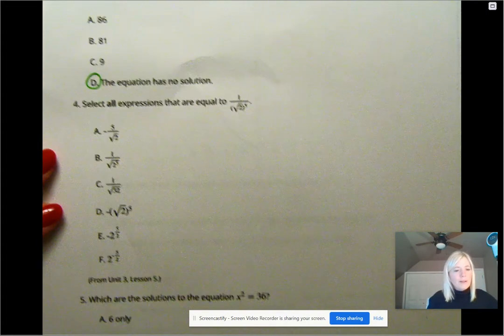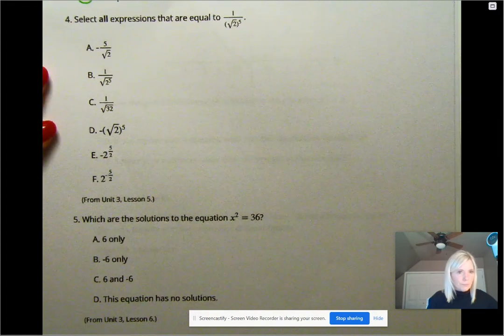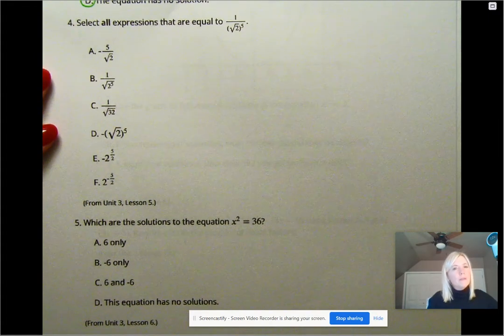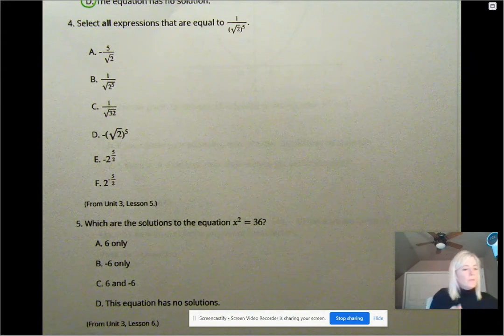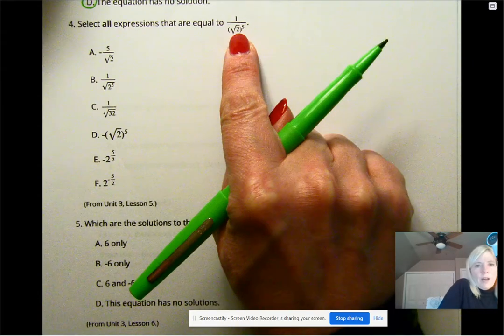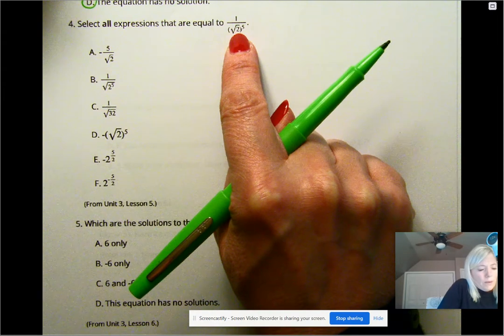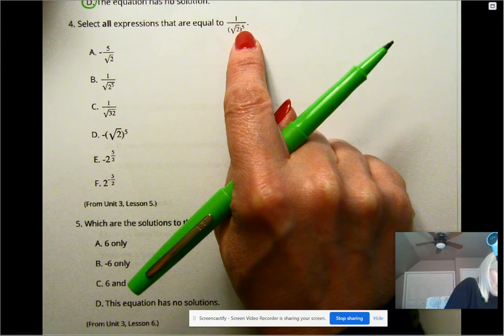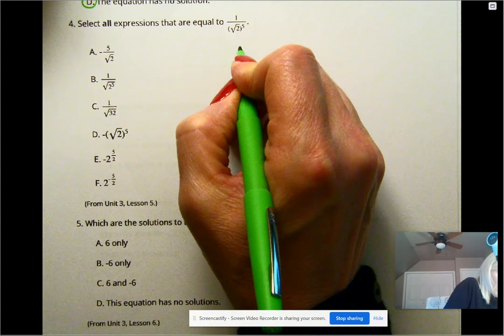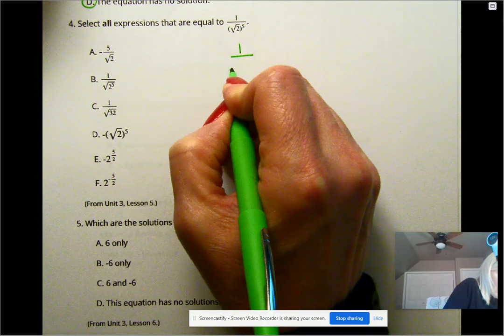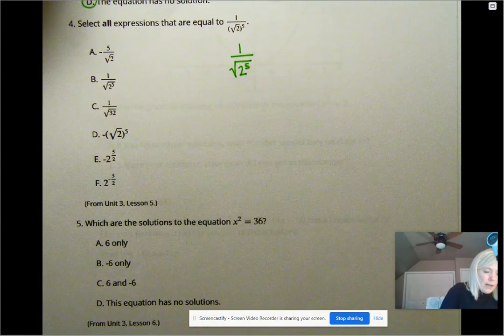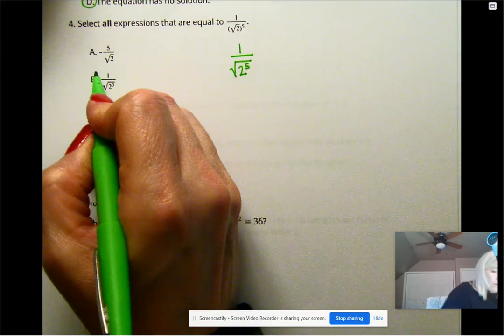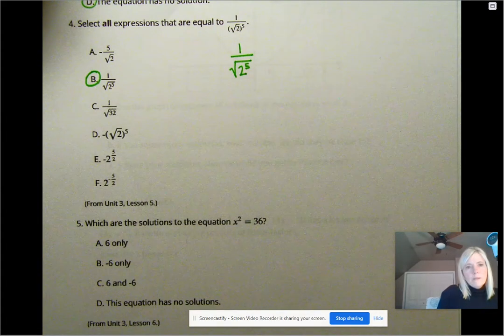All right, number 4. We're almost there. Almost done. Ooh, this is bringing back some memories about exponents from the last little part of this unit. So I know, first off, that I can rewrite this with the exponent of 5 under the radical. So one way I could rewrite this is 1 over the square root of 2 to the 5th. Looks like that's one of the answer options. So B is definitely an answer.